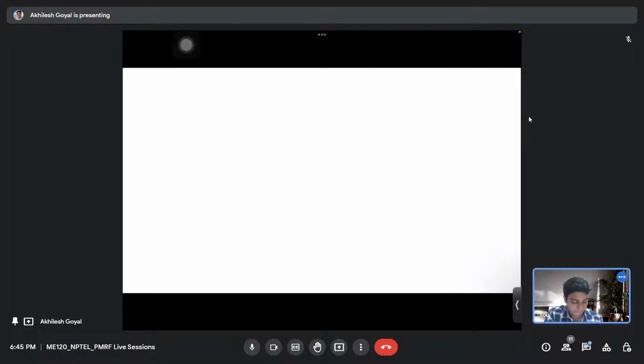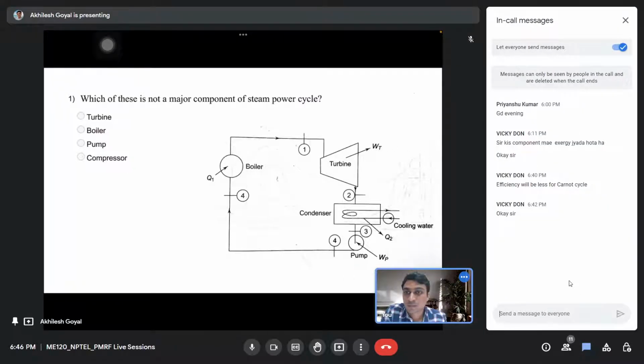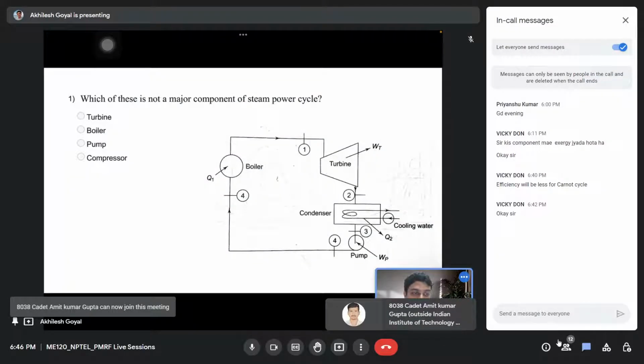So this was the quick recap of the steam power cycle. Now let's come to the questions. The first problem is, which of these is not a major component of steam power cycle? Before I go to the questions, do you have any doubt till here? Anyone, any doubt? You can ask. Okay, so I assume you don't have any doubt. If you have any doubt, please write in the chat box.